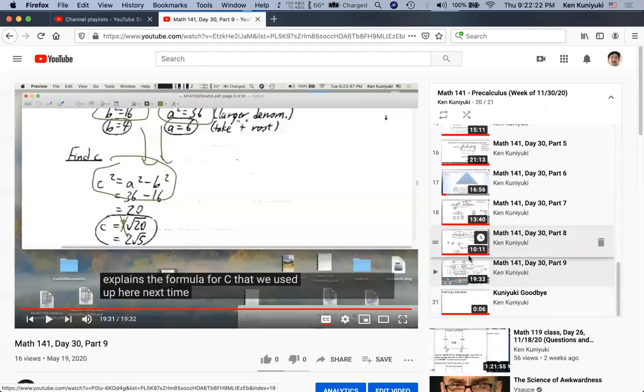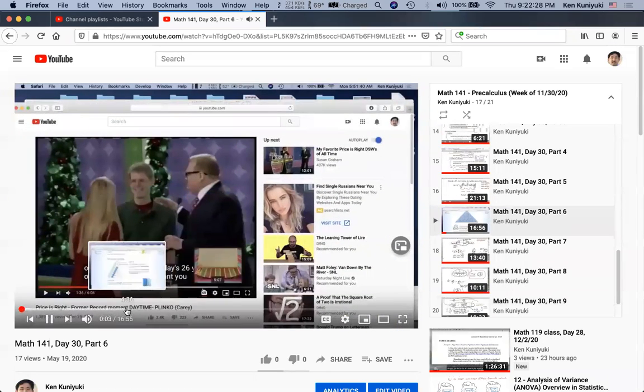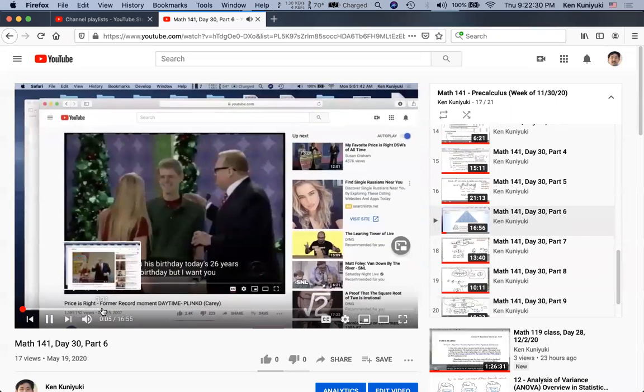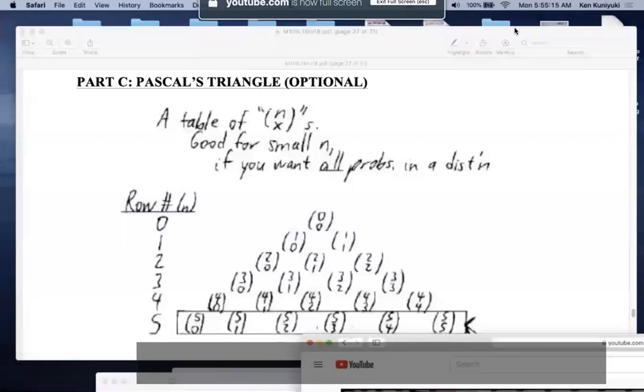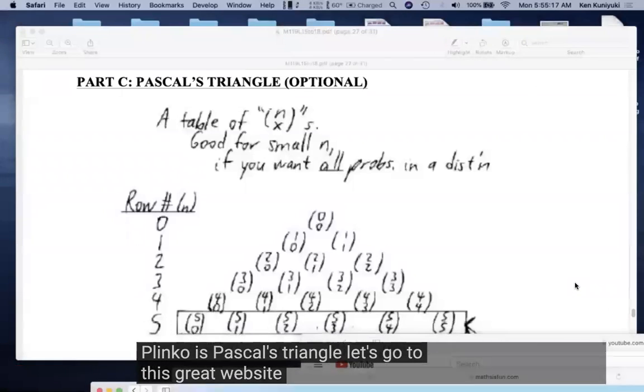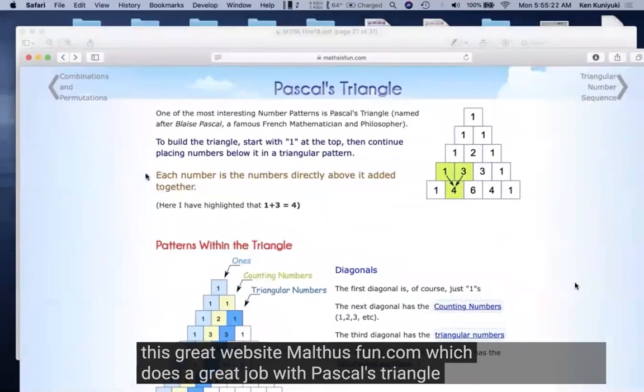Plinko is Pascal's triangle. Let's go back over here. Believe it or not, this here is Pascal's triangle. One of the favorite games on The Price is Right. Go back here. This triangle. Plinko is Pascal's triangle. Let's go to this great website, mathisfun.com, which does a great job with Pascal's triangle.